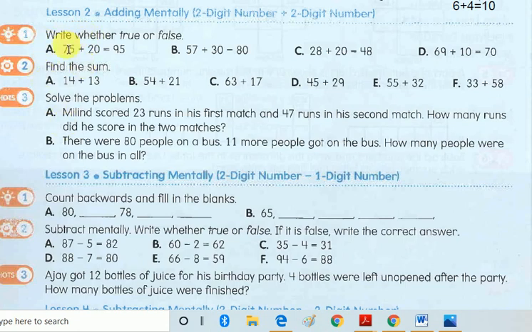The homework for today is page number 17, lesson 2, question number 1, 2 and 3. First question is write whether true or false. Add mentally and check whether the addition sentence is true or false. The second question is find the sum. Add mentally. Solve the problems. Story problems are there. Write statements and do the addition.